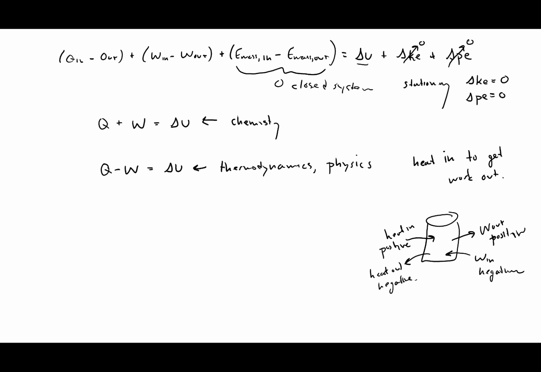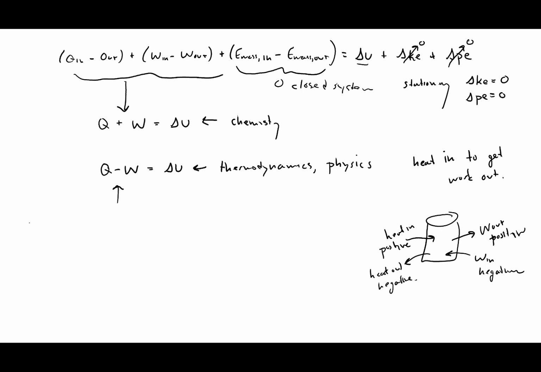Basically, this equation right here is this form. So we have the Q plus W. What we've done with this form is we've said that Q net is Q in minus Q out, and work net is work out minus work in.